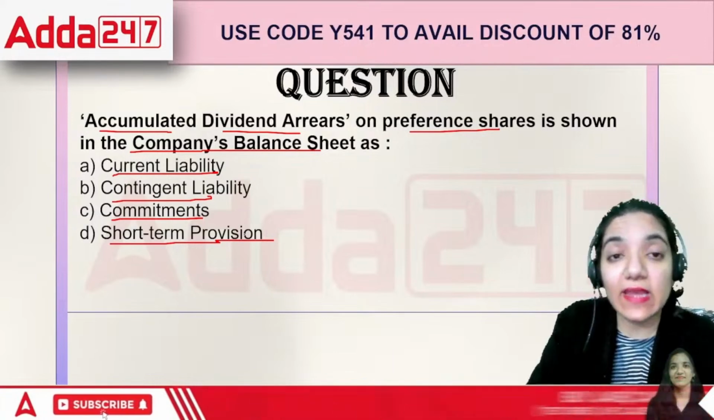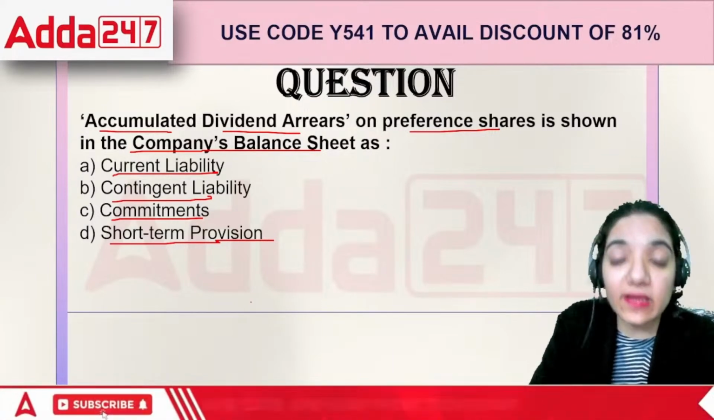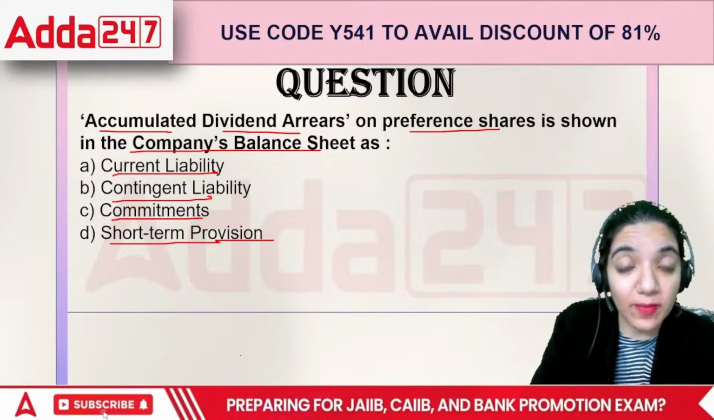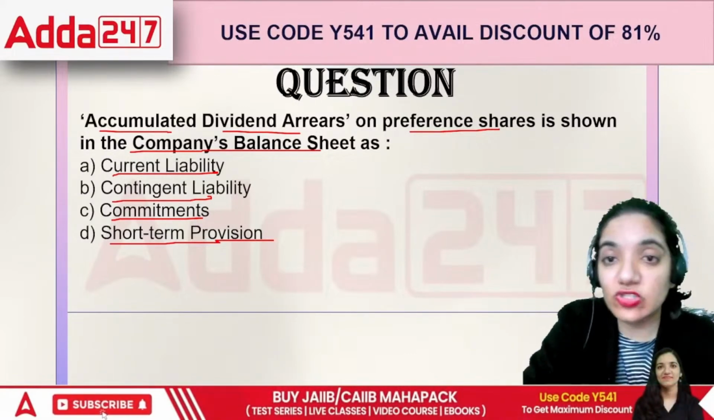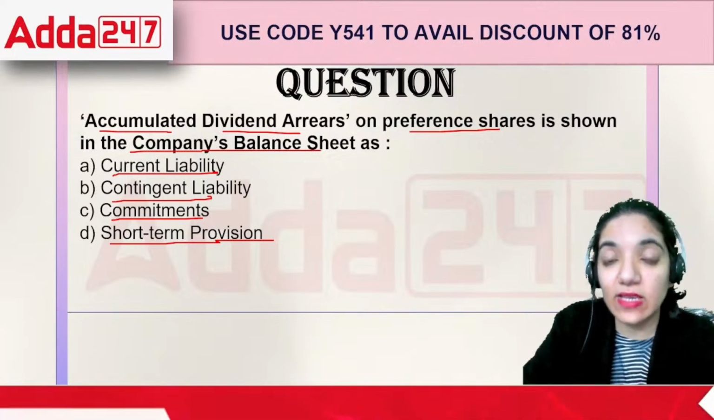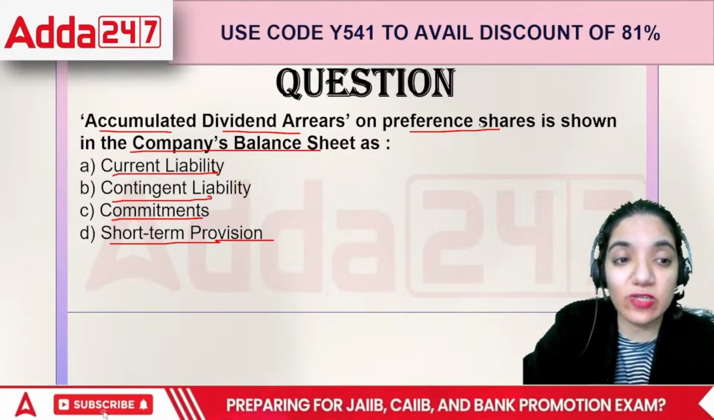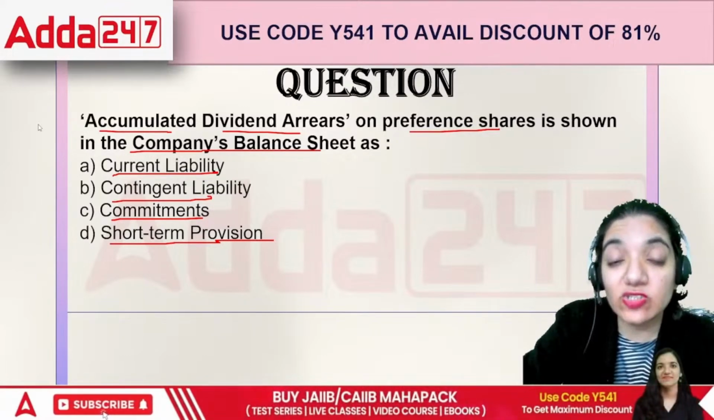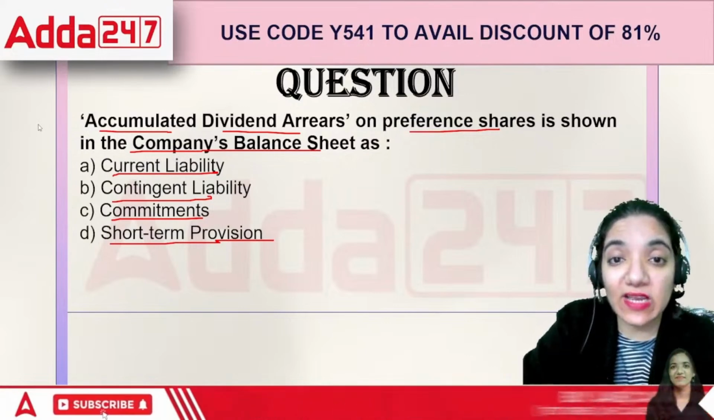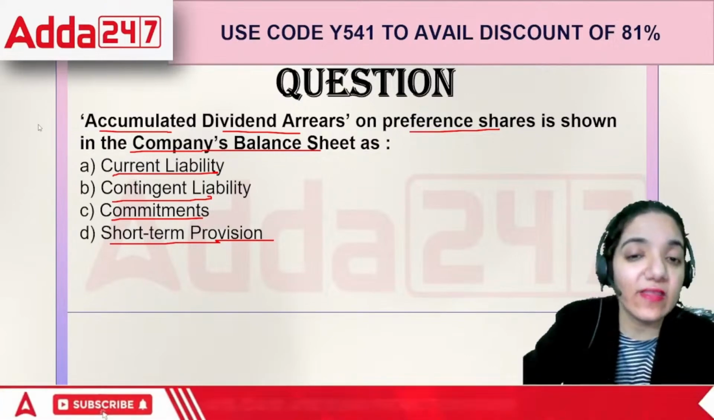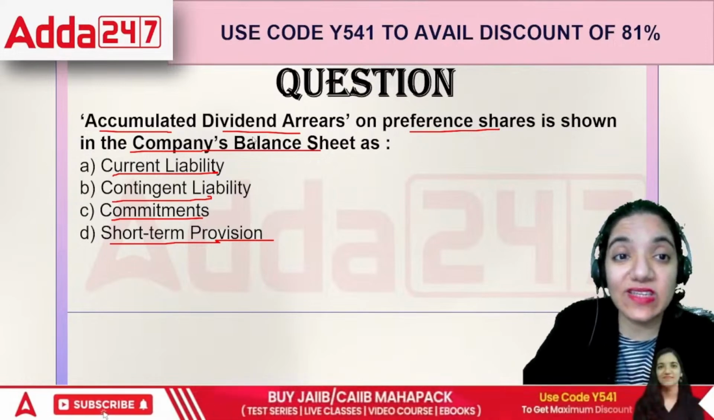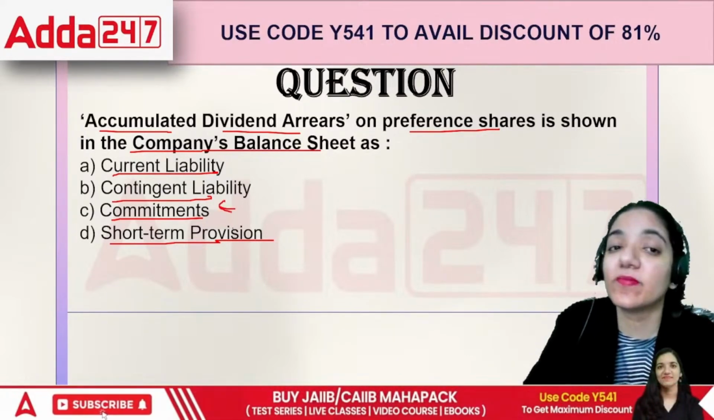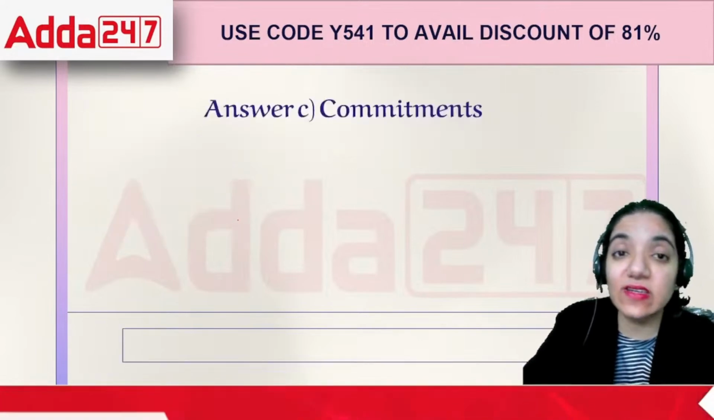Accumulated dividend arrears means we are supposed to pay dividend to the preference shares, but normally we are not bound, depending upon the particular shares that the preference shares would have taken. It would depend upon the situation whether we are going to pay this year or not. So with accumulated dividend, there is no foundation that we are supposed to pay in any case. So it's basically a commitment, right? So we note it as a commitment.